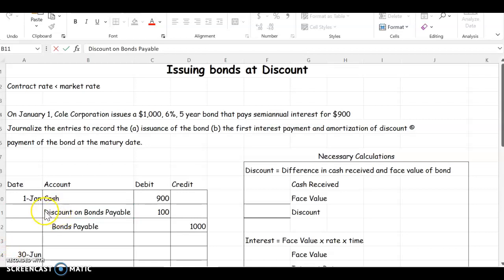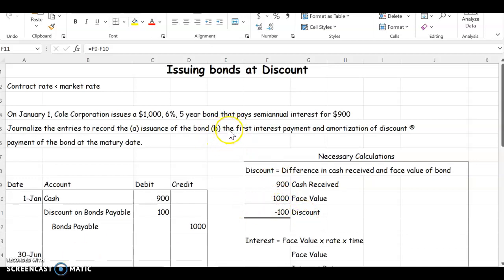You can remember that discount has a normal debit balance. Remember D and D: if you need a debit to balance, it's going to be a discount. You would also know that because you got less than what you're going to have to repay. Okay, and we know how to calculate the discount. We received $900. The face value is $1,000. So that makes the difference a discount of $100. The way that I put it in shows this as a negative. So if it's a negative here, then it would be a discount. And if it's a positive, it would be a premium.